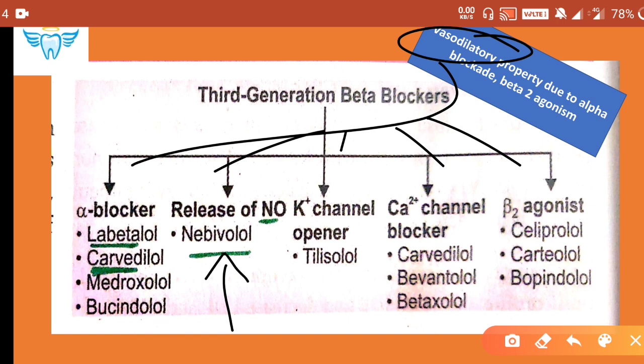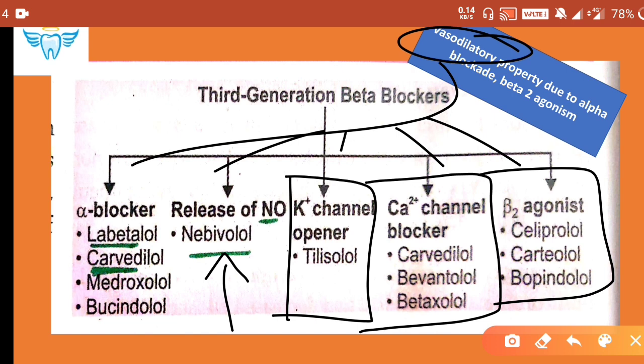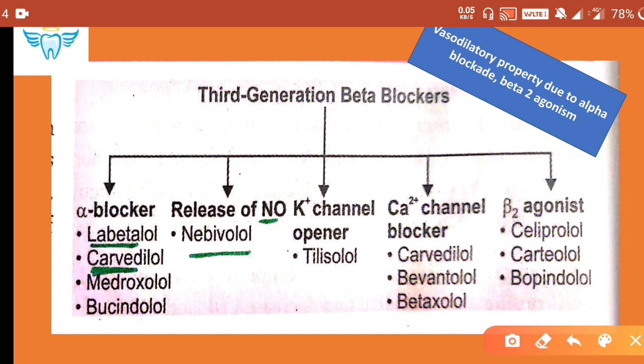Guys, this drug is important, okay? Via potassium channel opener, we have tilisolol, and via calcium channel blocker, we have carvedilol, bevantolol and bucindolol. And via beta 2 agonist, we have celiprolol, carteolol and bopindolol. So MCQ में ये भी आता है that which of the following drugs is a beta 2 agonist, okay?